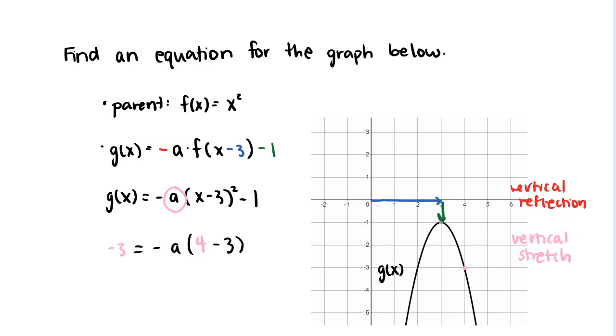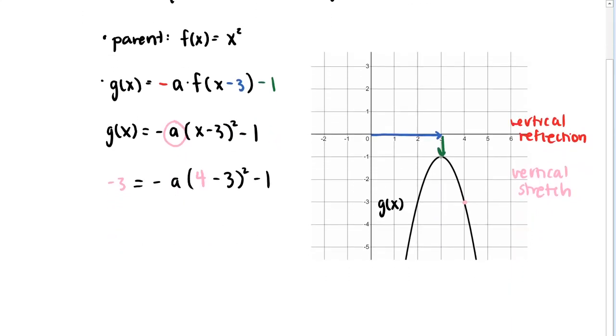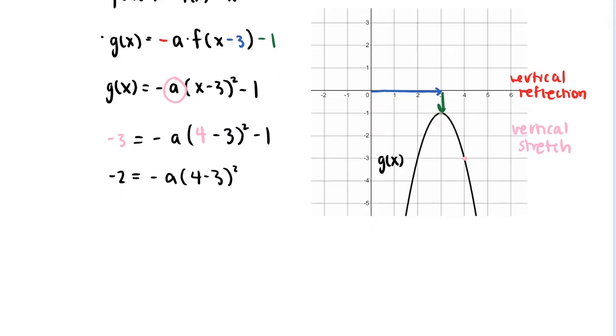times 4 minus 3 squared, take away 1. And now this is just an equation in one variable. And so we can solve this equation and figure out the value of a. So I can add 1 to both sides to get -2 is equal to -a times 4 take away 3 squared. I can also simplify this bit. Right, 4 take away 3, that's just 1. So this is -2 is equal to -a times 1 squared.